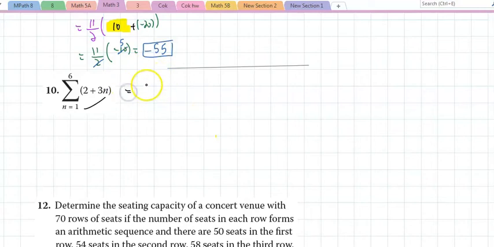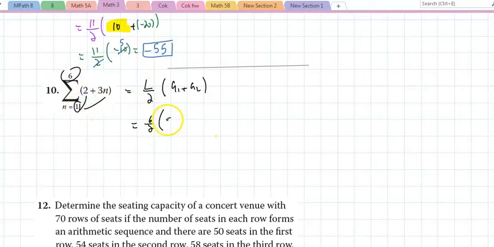This is going to equal L divided by 2 times a sub 1 plus a sub L. That is L. You're going from 1 to 6, that's 6 terms. A sub 1, plug 1 in: 2 plus 3 is 5. And a sub L, which is a sub 6 in this case, will be 2 plus 3 times 6, that will be 18, that will be 20. And there it is. That's 3 times 25, that is 75.